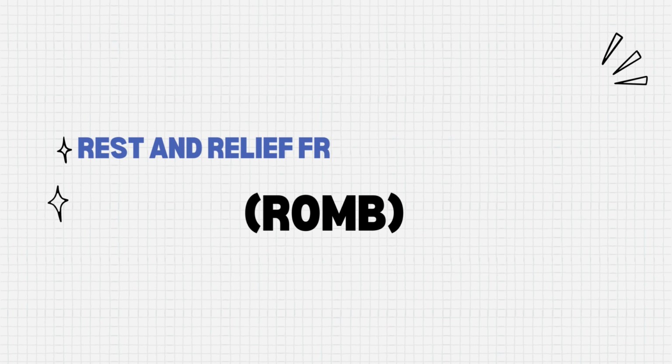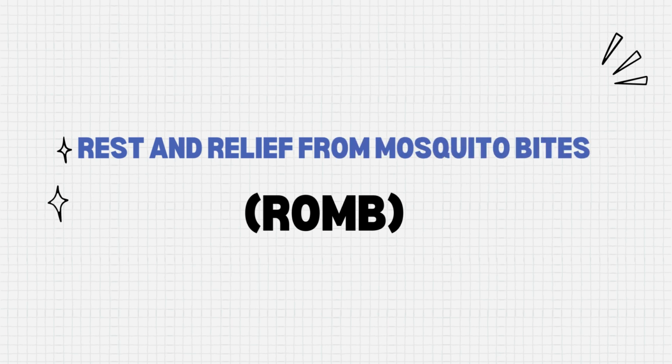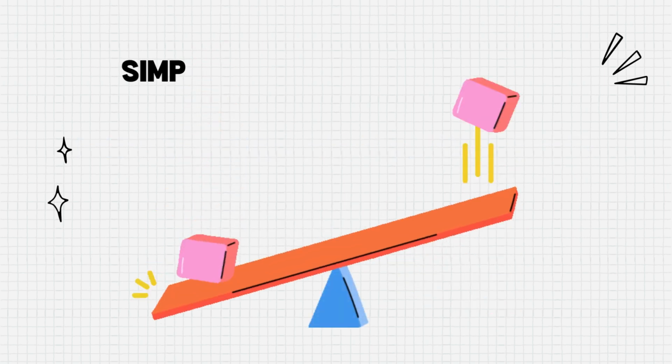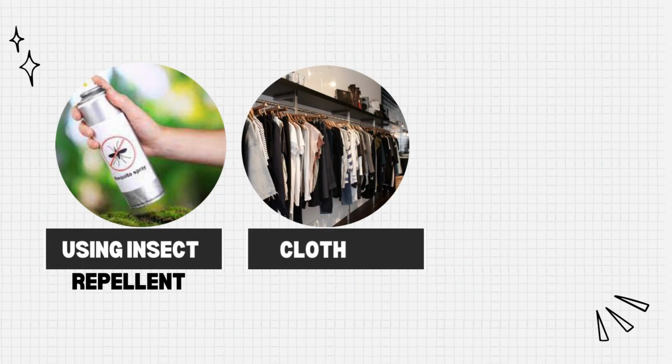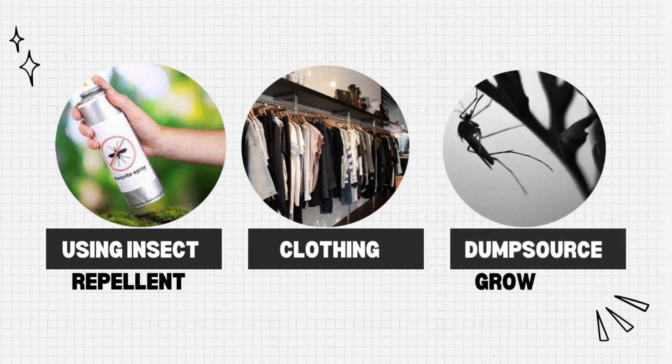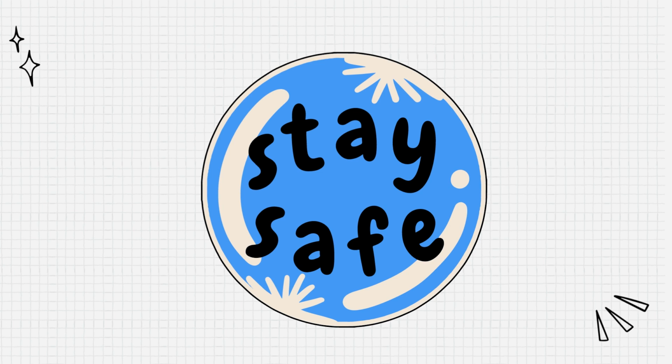What are prevention measures to avoid dengue fever? Rest and relief from mosquito bites, in a short form ROM, is the most effective prevention measure. There is a list of simple prevention measures to avoid getting bitten by mosquitoes, such as 1. By using insect repellent. 2. Wearing long-sleeved clothing and trousers when you are outside. 3. Dump the nearby sources for the growth of mosquitoes. Stay safe and protect your family from this viral illness by following these simple steps.